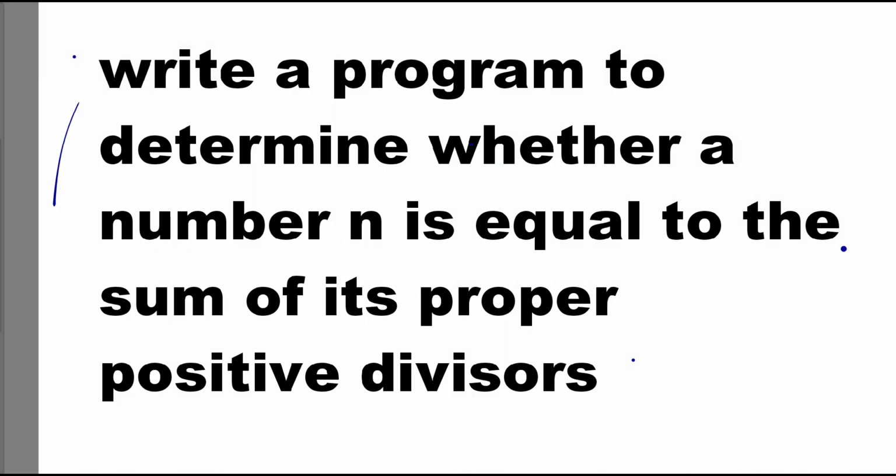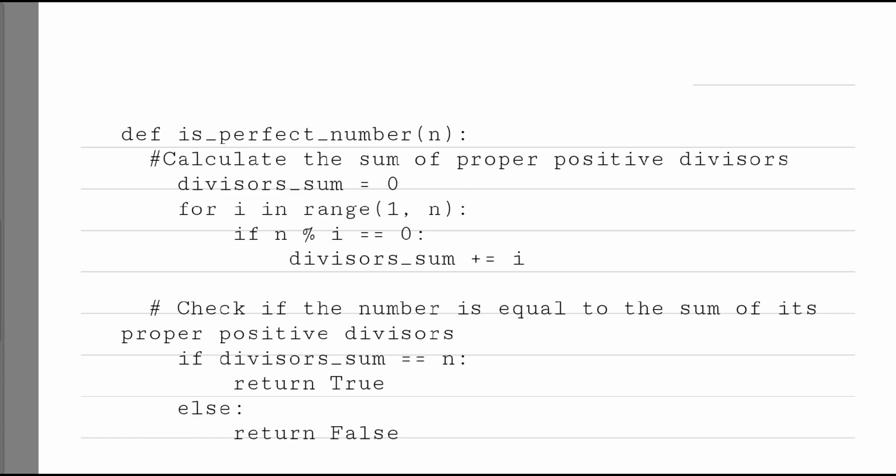So friends, today's question is: write a program to determine whether a number is equal to the sum of its proper positive divisors. So how can you write such a program? So let me explain. This is the code in Python.